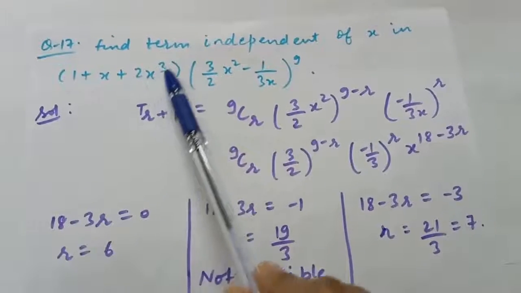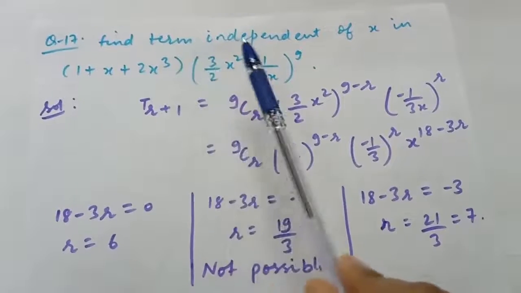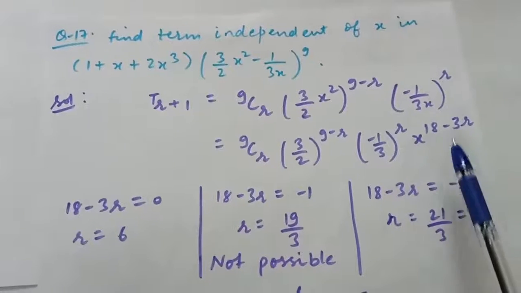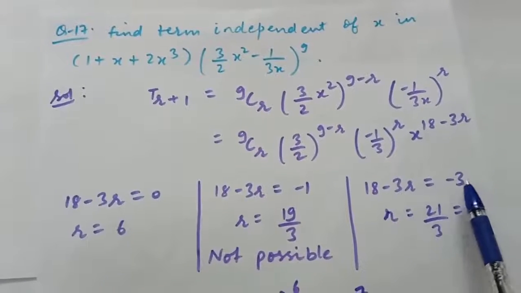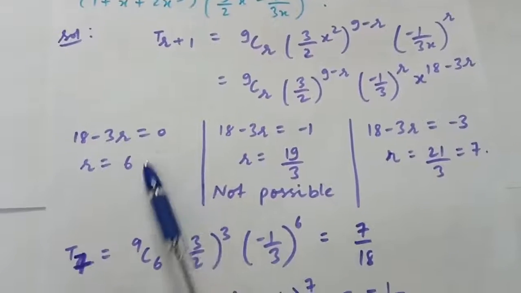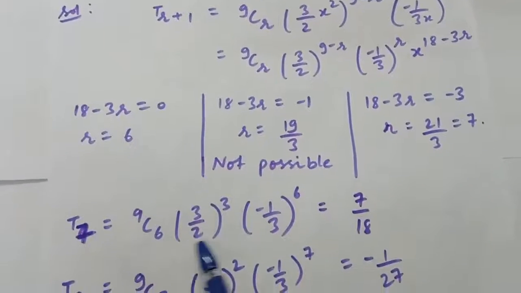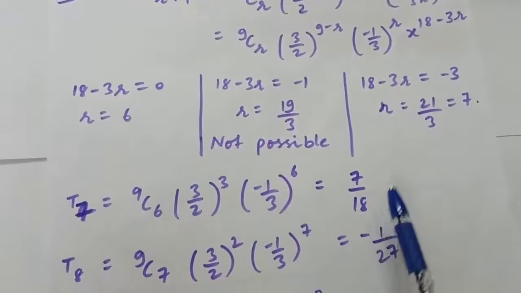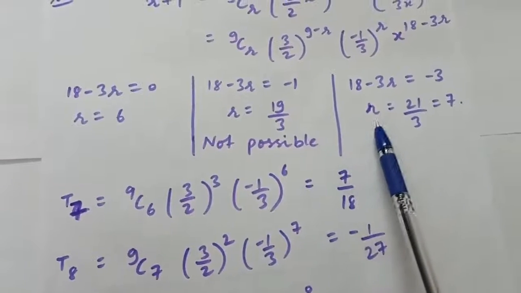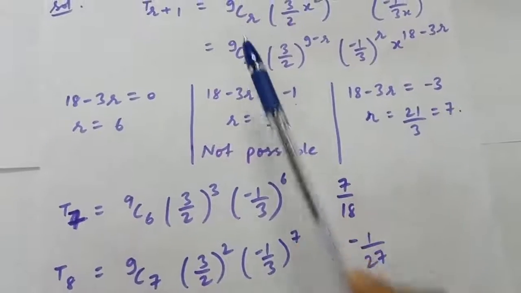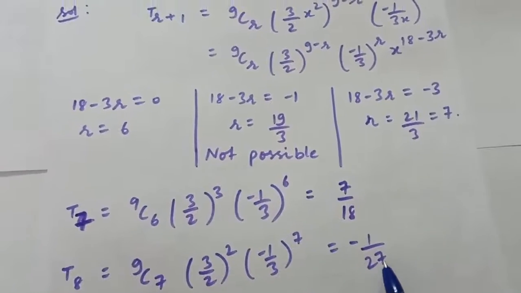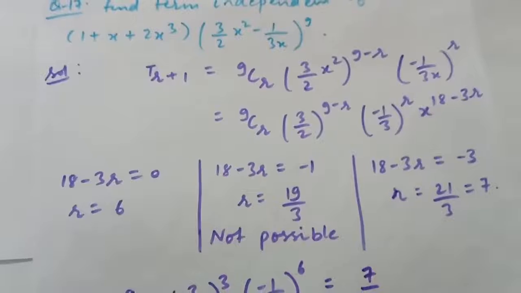Now x cube, so we want to multiply this with the term containing x raised to the power minus 3. So let this 18 minus 3r be equal to minus 3, which gives r as 7, right? So when r is 6, put in this, t7 will be 7 by 18, and when r is 7, for this case r is not possible. For this case r is equal to 7, put in this general term, you will get t8 equal to minus 1 by 27.